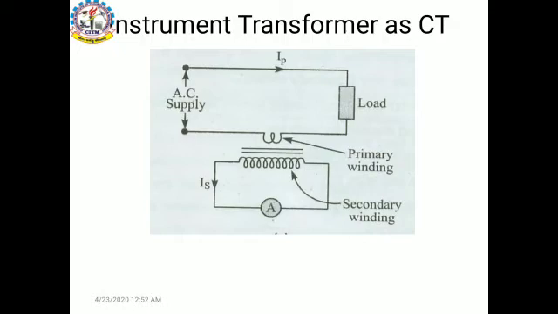And one thing we can also observe from the given circuit is that the number of turns in the primary is less than the number of turns in the secondary, and that's why we can say that the number of turns also depends on step-up and step-down. IS stands for the secondary current here, and A is the ammeter.